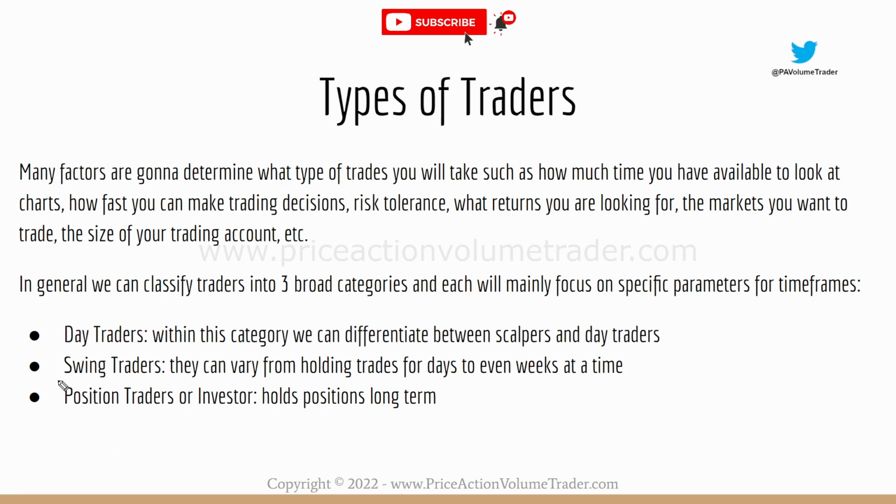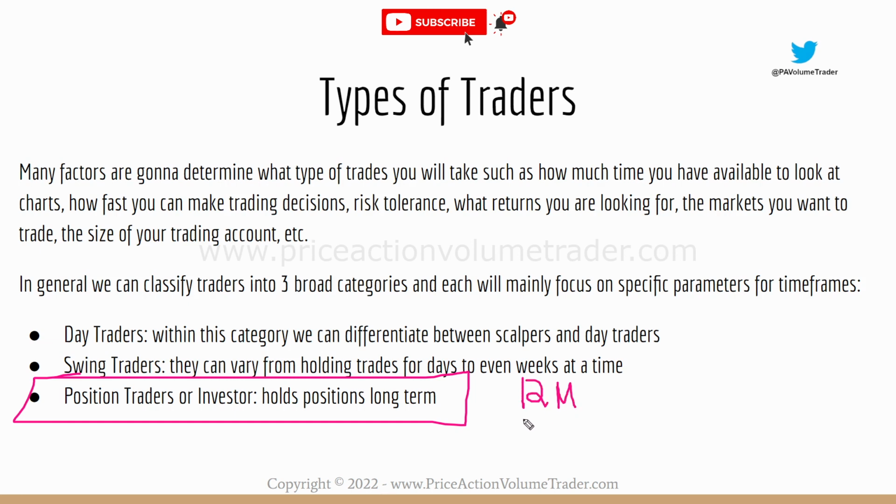And then the last category, position traders or investors. They hold positions long-term, weeks, months at a time, maybe even years. So, position traders don't really need to actively monitor charts, but when they do, maybe they're going to look for a yearly chart, like 12 months, a quarterly, 3 months, or a 1 month chart, and maybe they're using the 1 week chart as their entry signal, etc.